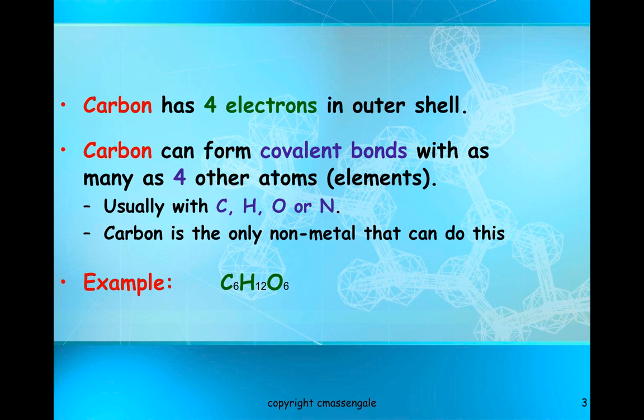So carbon has 4 valence electrons in that outer shell. Therefore, it can form 4 covalent bonds with as many as 4 different elements. And usually it likes to bond with another carbon, hydrogen, oxygen, or nitrogen. Those are its favorite things to bond to. Carbon is the only nonmetal that can do this, so it's really unique in that sense that it can form these different bonds. Example would be C6H12O6, which is sugar.